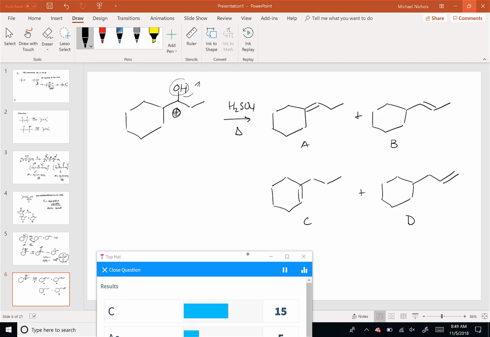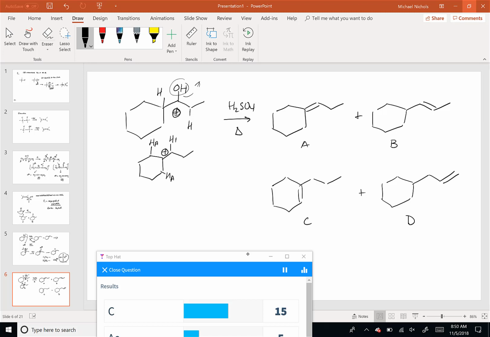If I protonate the OH group and it leaves, there's my carbocation. Which hydrogen is going to migrate, the one on the left or the one on the right? One on the left? We agree? So the one on the left is going to migrate. That's going to put the plus charge here. Which hydrogen is going to be lost to form the major product?